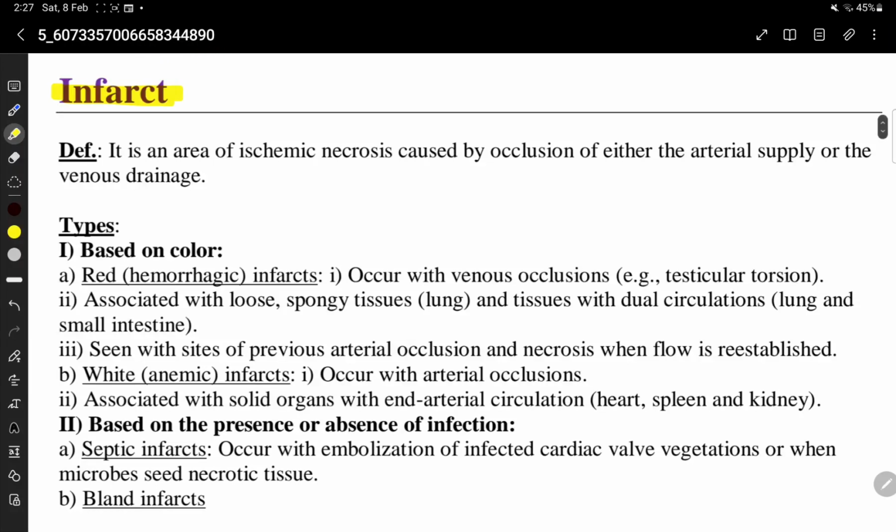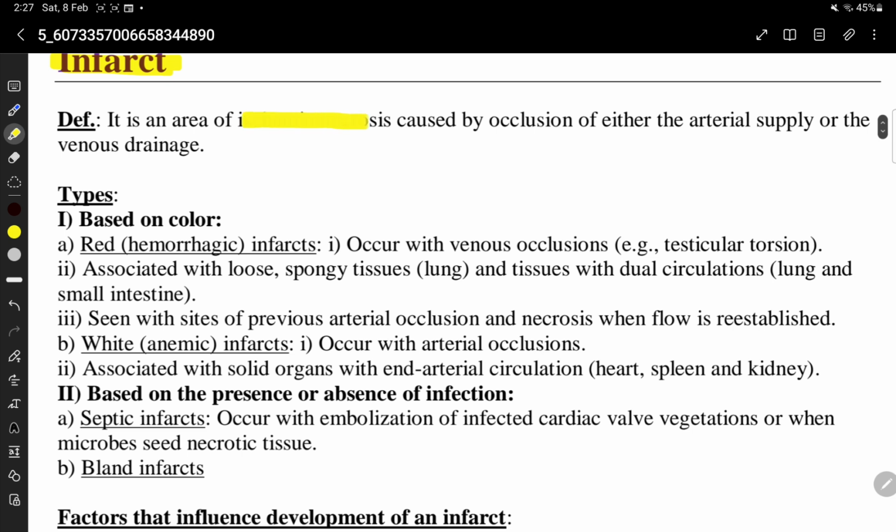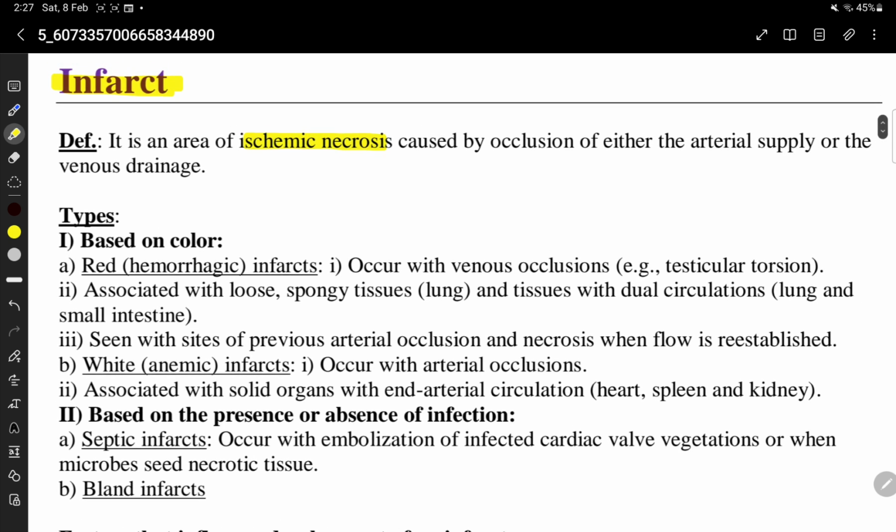Infarct is an area of ischemic necrosis caused by occlusion of either the arterial supply or the venous drainage. या तो arterial supply या venous drainage के occlusion के कारण एक area of ischemic necrosis बनता है, that is infarct.